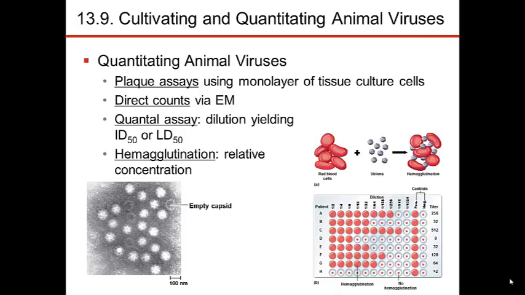A quantal assay involves a series of dilutions that will yield the infectious dose, which means the virus is able to infect 50% of the cells to which it is applied, as well as being able to yield the lethal dose, the amount of virus that when added to a quantifiable number of cells will kill 50% of the cells upon infection.